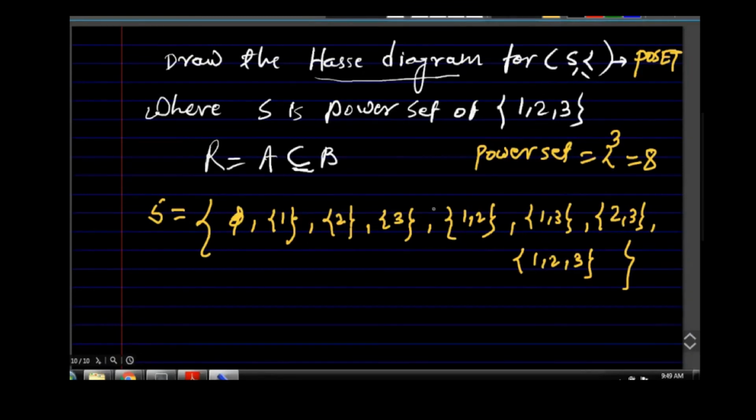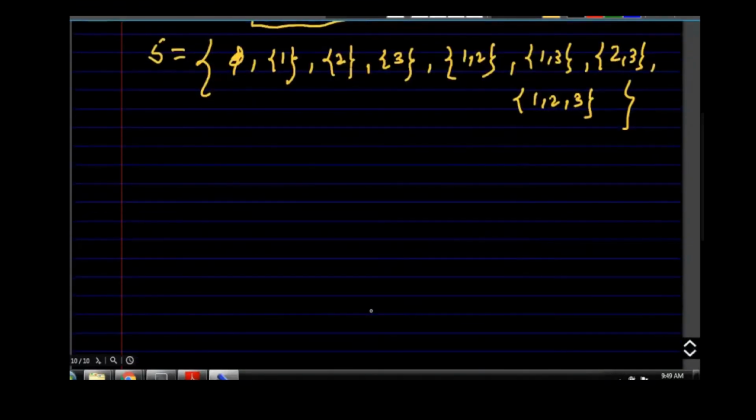And your relation is saying that A is a subset of B. Okay, so which element should we draw at the bottom? The element which is a subset of all. So phi is a subset of this set, phi is a subset of this set, phi is a subset of this.